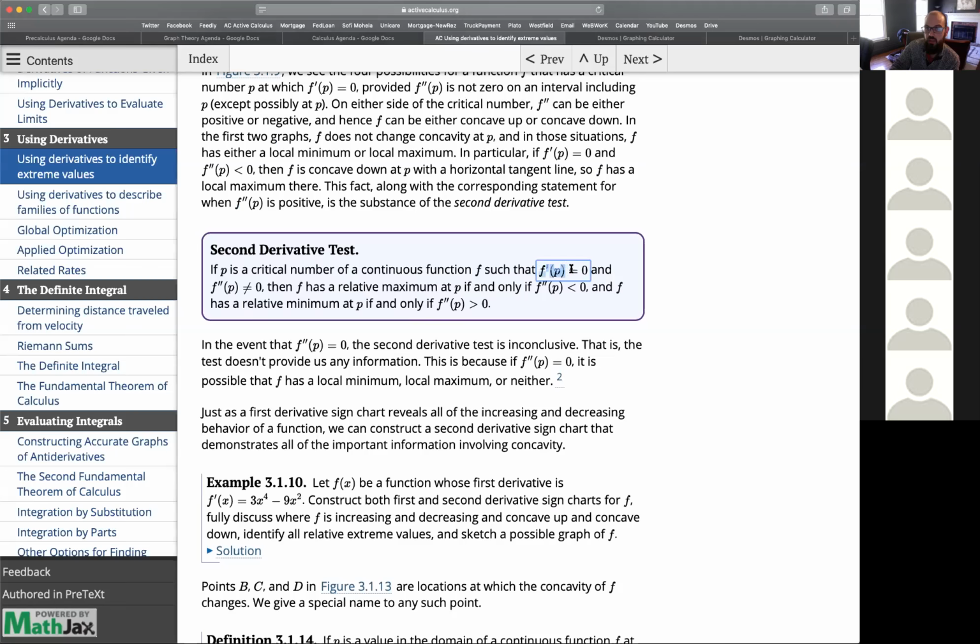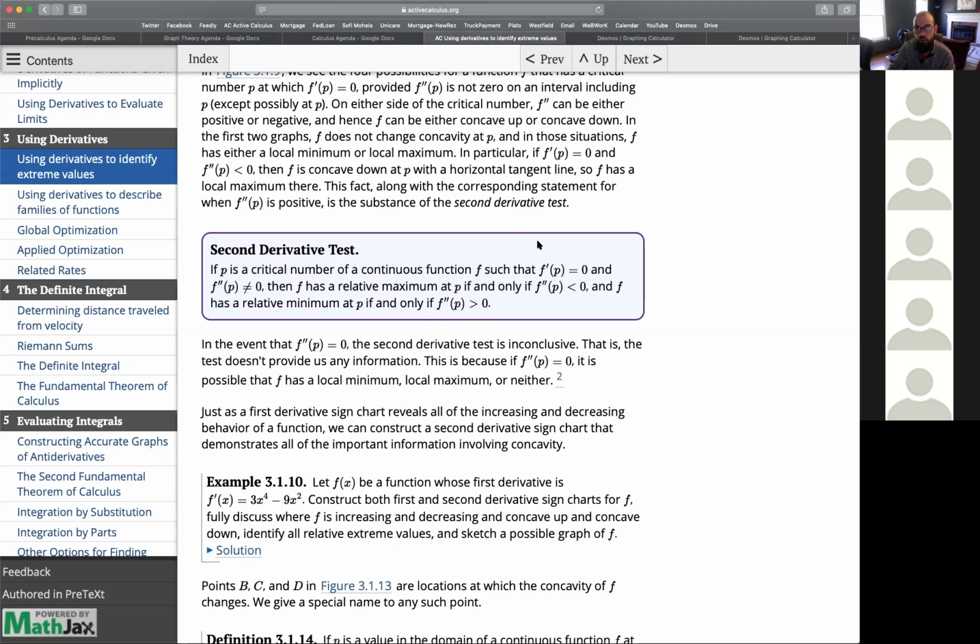So we need to have the case where our first derivative is 0, right? If our first derivative is not defined at a particular point, it is a critical value, but we're not going to be able to use the second derivative test because we're not going to be able to find the second derivative at that point. So first caveat, the first derivative has to exist. This test only works when you have critical values where you get a 0.